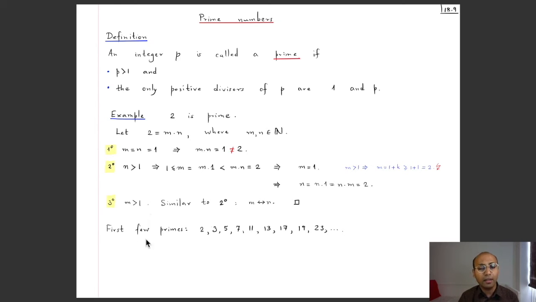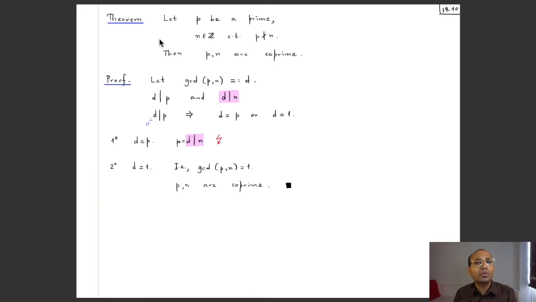Okay, and of course we don't want to be giving such proofs every time, but we know what the first few primes are. They are given by 2, 3, 5, 7, 11, 13, 17, 19, 23 and so on. So we will now show the theorem which says that if p is a prime and n is an integer such that p does not divide n, then p and n are coprime. So in other words, a prime number is coprime to every integer that it does not divide.